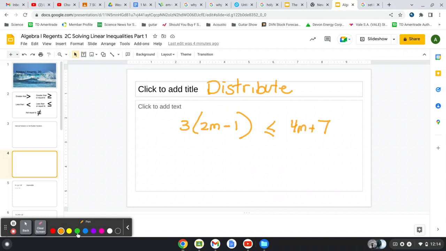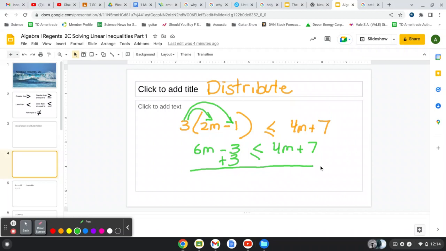And we use a different color, green. So we're going to have 3 times 2m, which is going to give us 6m. 3 times -1 is going to give us -3. And that is less than or equal to 4m plus 7. And the same thing. Let's get rid of the 3. Again, you could have got rid of the 7. Remember, we're adding it. We're doing the opposite operation. Now we have 6m is less than or equal to 4m plus 10.